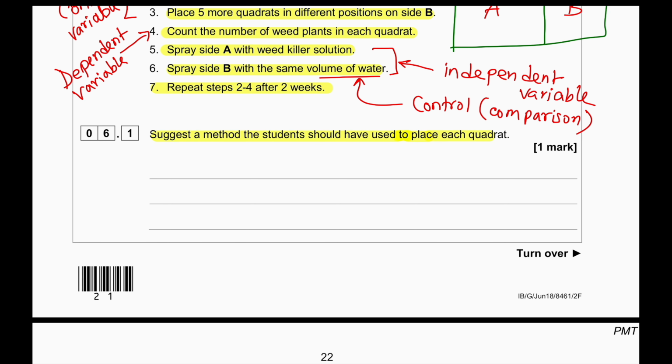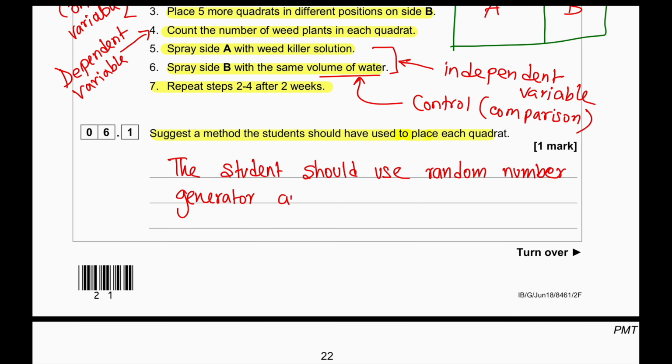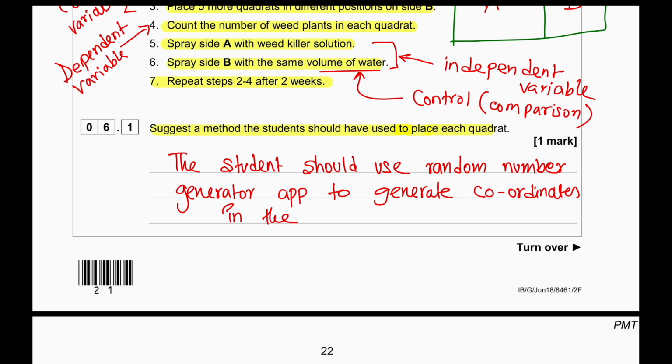Suggest a method that the student should use to place each of the quadrats. Since the quadrats need to be placed randomly, the student can use a random number generator app to place the quadrats by generating coordinates. Give the reason for the method you suggest in question 6.1. One of the biggest reasons we want to do it randomly is to avoid bias.